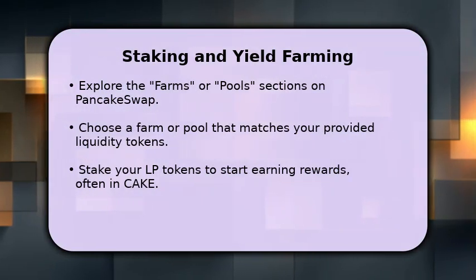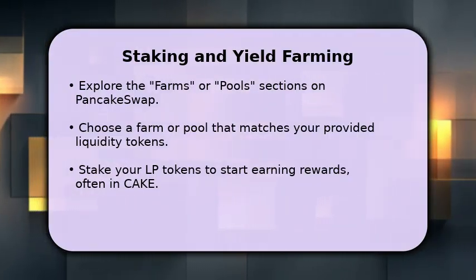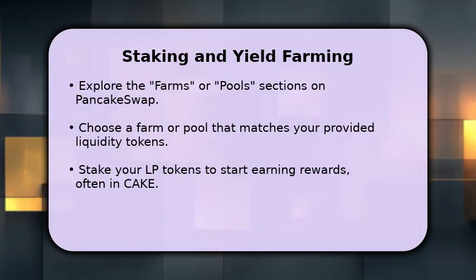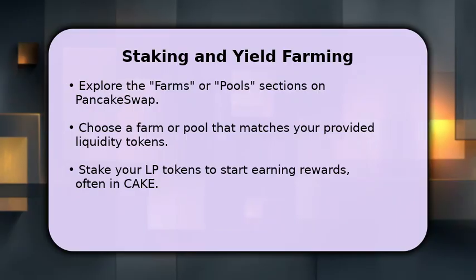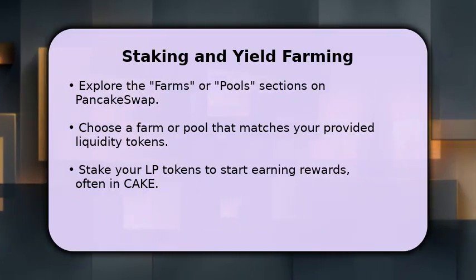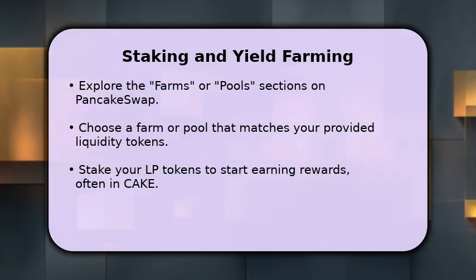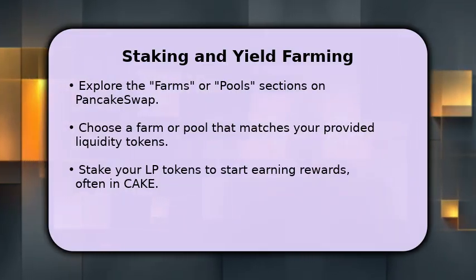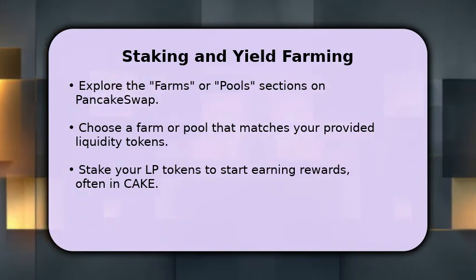Finally, let's talk about staking and yield farming. Head over to the Farms or Pools sections. Select a farm or pool that corresponds to the liquidity tokens you've provided. Stake your LP tokens there to begin earning rewards, typically in Cake tokens. You can monitor your earnings and unstake your tokens whenever you choose. This offers another avenue for passive income.